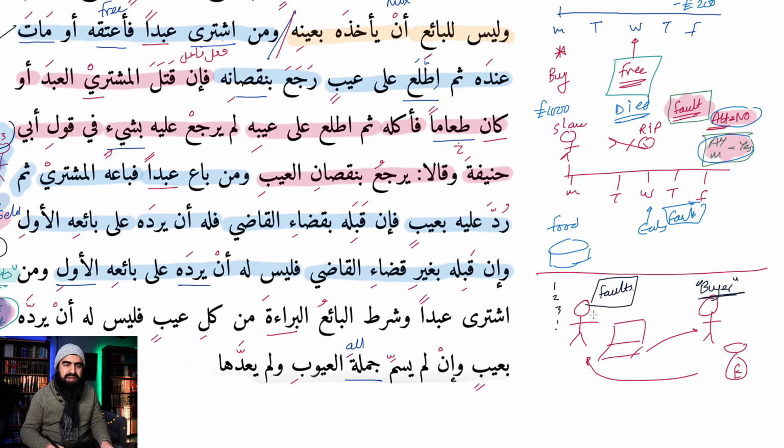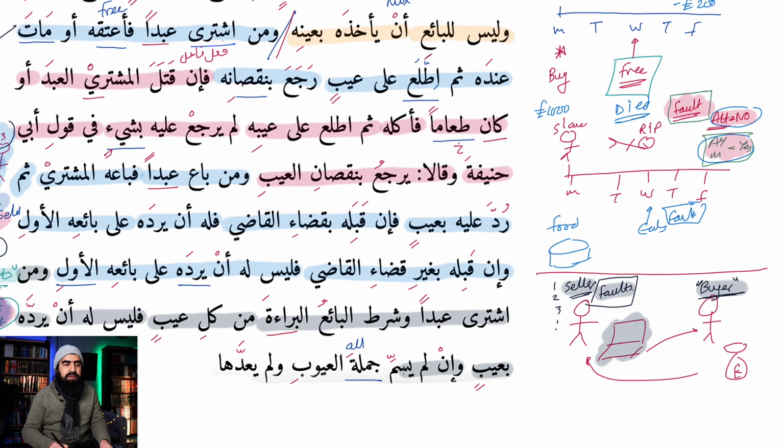So, according to the Hanafis, the seller is permitted to sell an item in this fashion, and the buyer must accept it in this way if he wants to buy it. If he doesn't want to buy it, then he can obviously reject the contract. So he says, Man ishtara, whoever purchases a slave, wa sharata al-bayi'u al-bara'ata, and always a slave is mentioned. I just mentioned laptop because it's something more relevant. Sharat al-bayi'u al-bara'ata, and the seller has conditioned absolution, right? So he said, I'm absolved of all the faults. Min kulli aybin, I'm absolved of all the faults in this item. فَلَيْسَ لَهُ, then the buyer does not have the right, an yaruddahu, to give it back to him, bi'aybin.